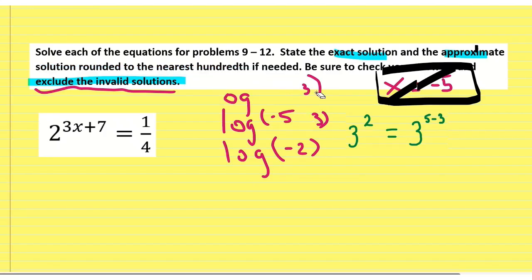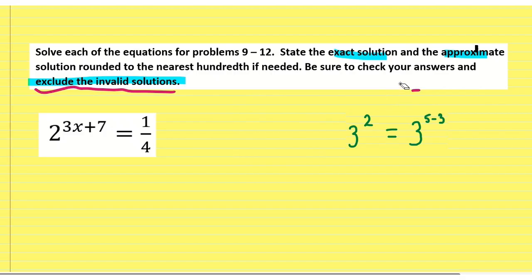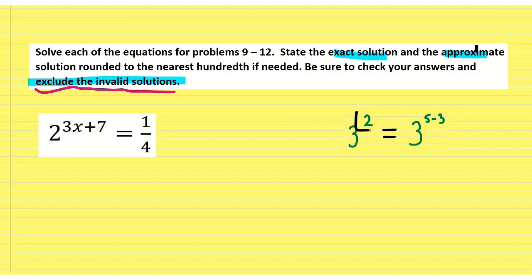Okay, so let me go ahead and erase this. But before we start this first problem, I want us to think about something right here. I have written over here 3 squared is equal to 3 to the 5 minus 3. Well, if these are truly equal, then that means that these exponents should be equal to each other. And of course, 5 minus 3 is 2, so 3 squared is equal to 3 squared. So that is a true statement.